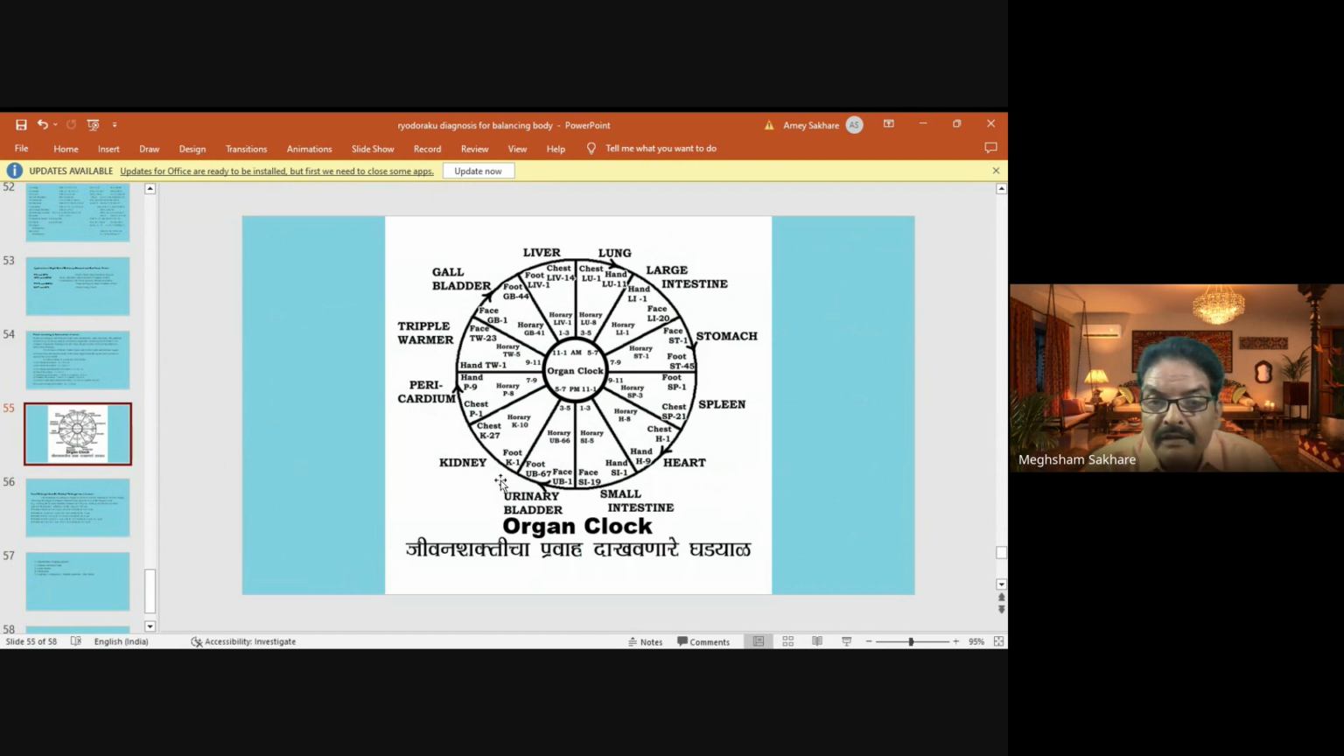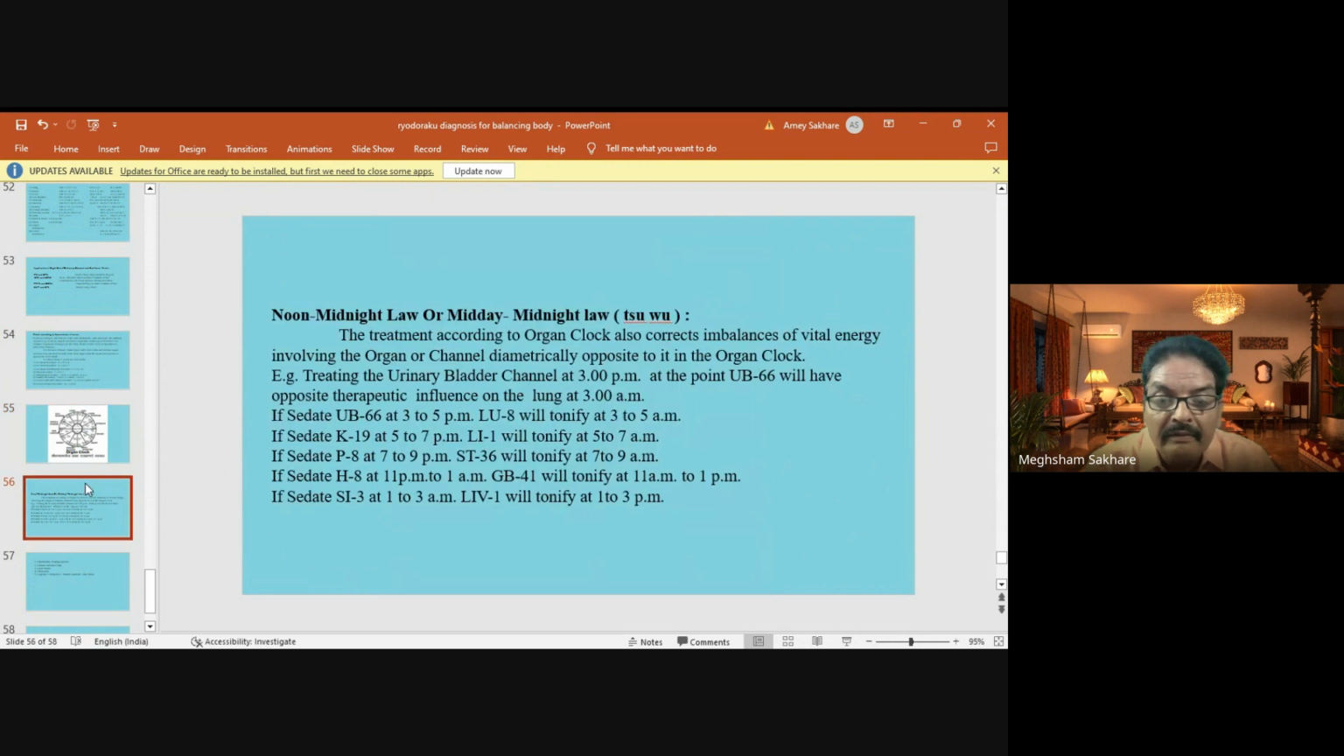Pericardium, K10, horror point. If you sedate K10 at 5 to 7 p.m., LI1 will be 25 at 5 to 7 a.m. If you sedate P8 at 7 to 9 p.m., Stomach 36 will be 25 at 7 to 9 a.m. If you sedate H8 at 11 p.m. to 1 a.m., GB41 will be 25 at 11 a.m. to 1 p.m. If you sedate SI3 at 1 to 3 a.m., Liver 1 will be 25 at 1 to 3 p.m.